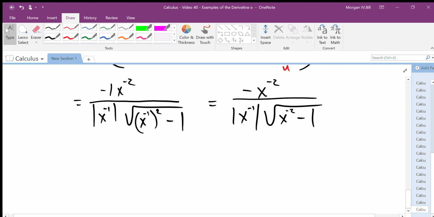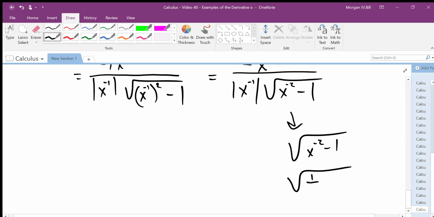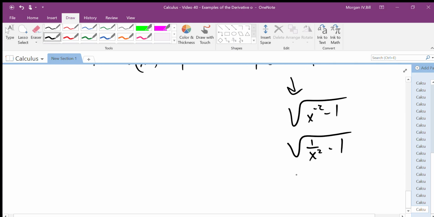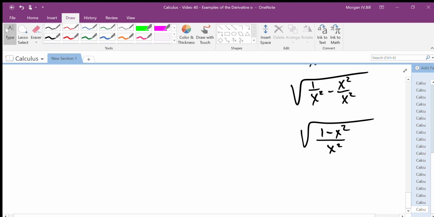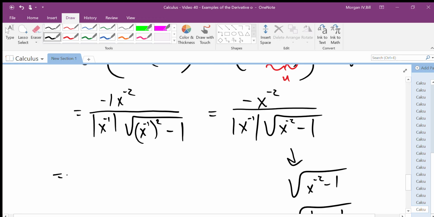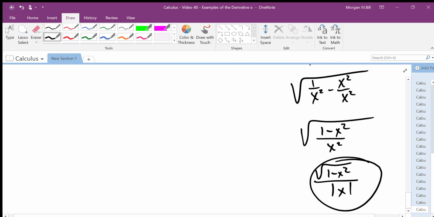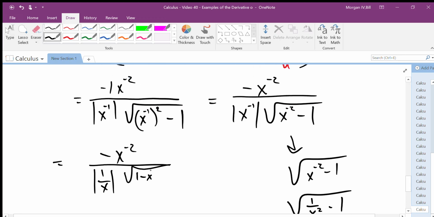Let me start here. Inside the radical, maybe do a little side work. The square root of x to the negative 2 minus 1. Let's look at that as the square root of 1 over x squared minus 1. So that would be the square root of, common denominators, 1 over x squared minus x squared over x squared, is the square root of 1 minus x squared over x squared, and the square root of x squared is the absolute value of x. Okay, so replacing this up here with that, I get negative x to the negative 2 over the absolute value of x to the negative 1, or maybe it's 1 over the absolute value of x. And then down here, square root of 1 minus x squared over the absolute value of x.